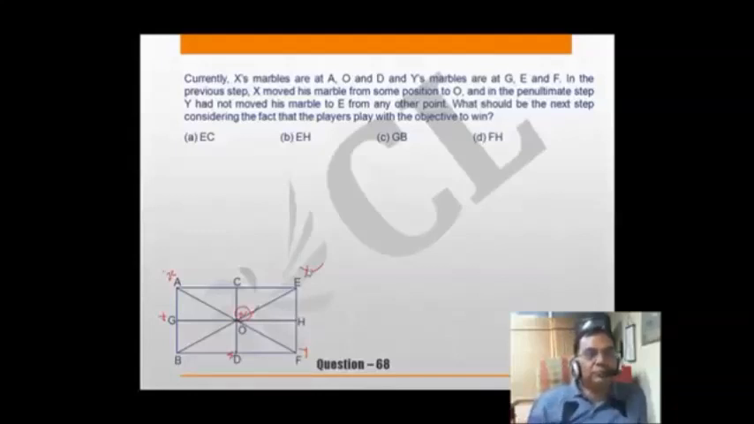Now EC. Now that means if the turn is of Y. Okay, the turn is of Y. The Y is at G, E, F. But here is X. Okay, now again I'm getting a little confused. EH. EH is also there. Okay. GB.